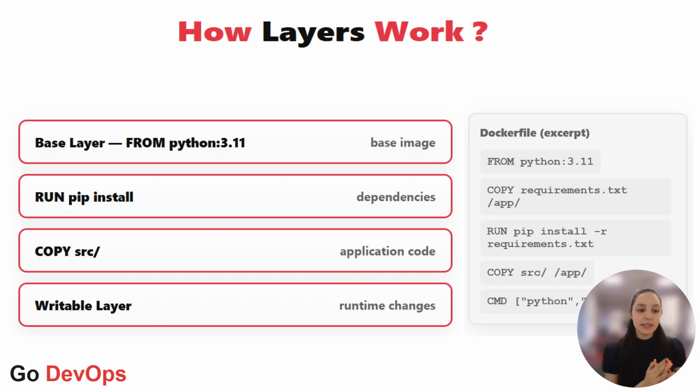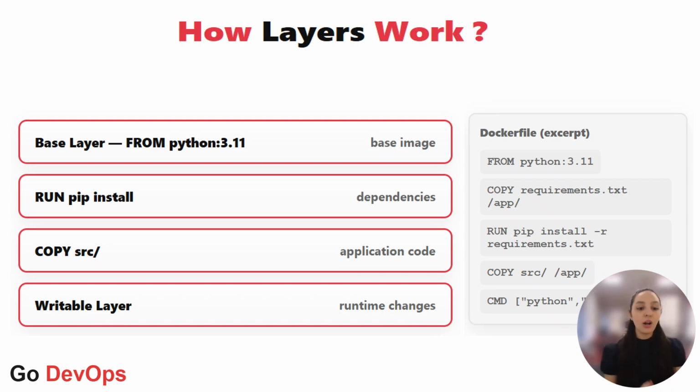All right, let's see now how container layers actually work in practice. When you build an image from a Dockerfile or Containerfile, each instruction creates a new layer. For example, you can start with a base image like Python 3.11. That's your base layer. Then if you copy in a requirements file, that's another layer. If you run pip install to add dependencies, that's another layer. And finally, when you copy your source code, that's also another layer that will be stacked on top.